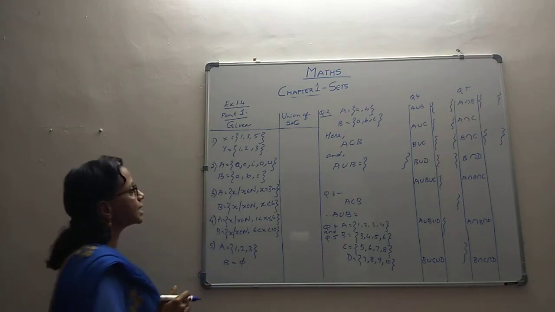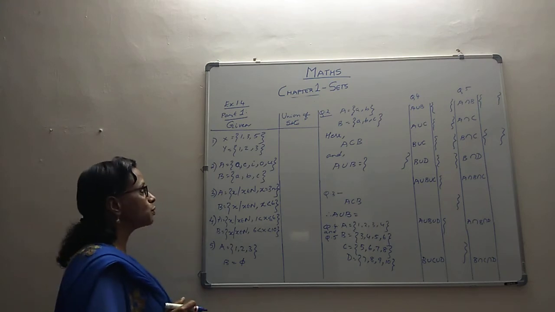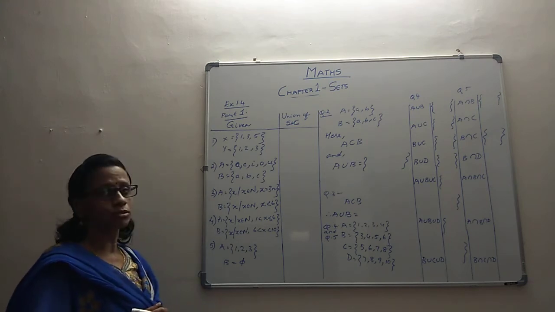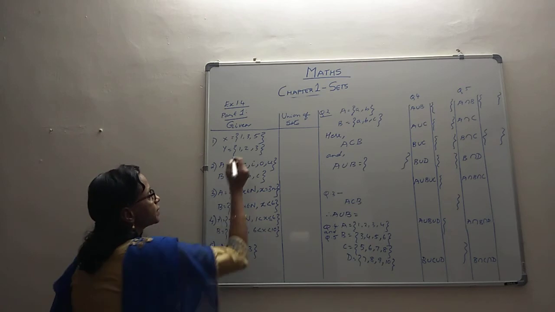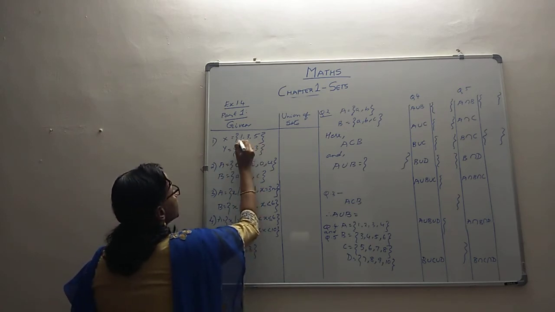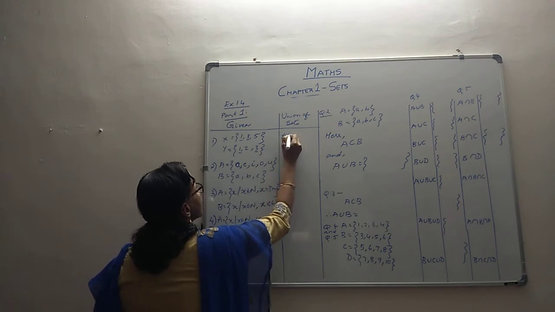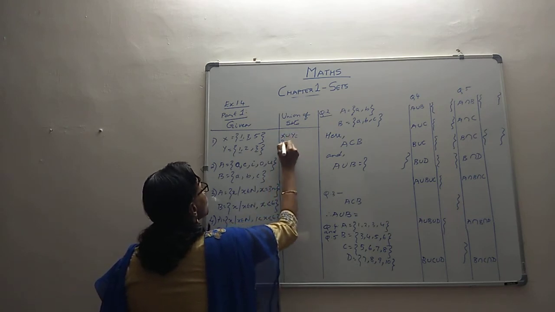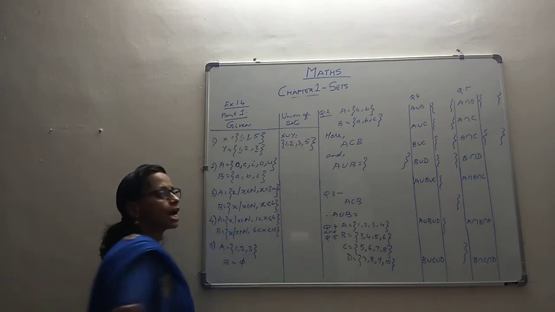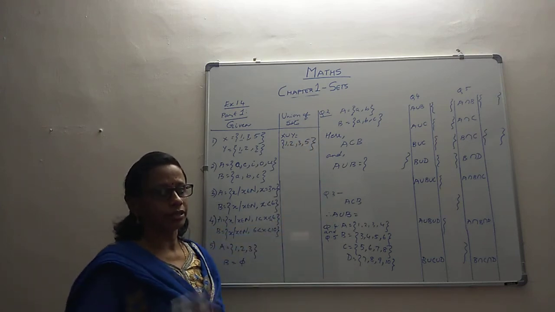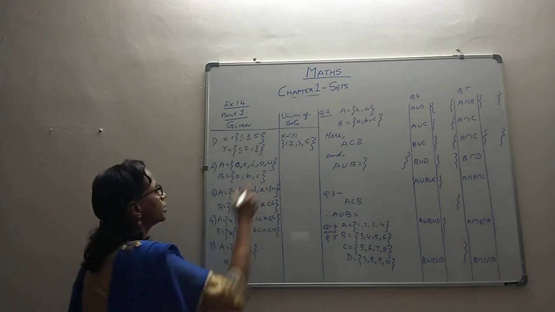You have the set X with the elements 1, 3, 5. You have the set Y with the elements 1, 2, 3. When we observe, it's very clear that there are common elements 1 and 3 in both sets. So when we write the union, X union Y will come to 1, 2, 3 and 5. This is how we list the union.